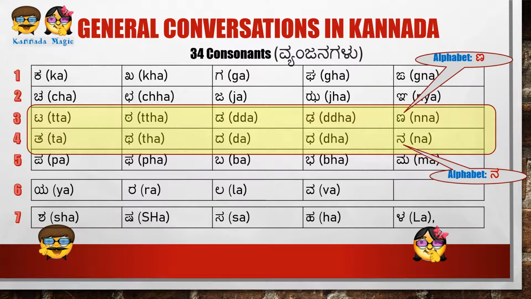Probably you need to be more careful with the last one in row 3, that is na. You may touch your tongue to the top portion of your mouth and say na. And the last one in row 4 is na. Maybe you are touching your upper teeth. Try to practice na and na.